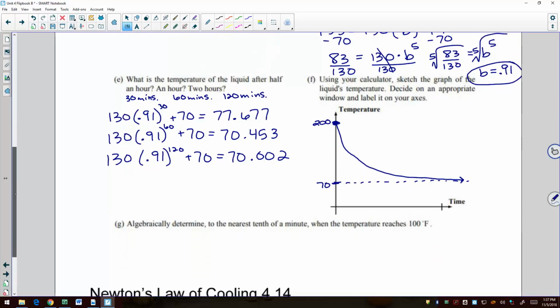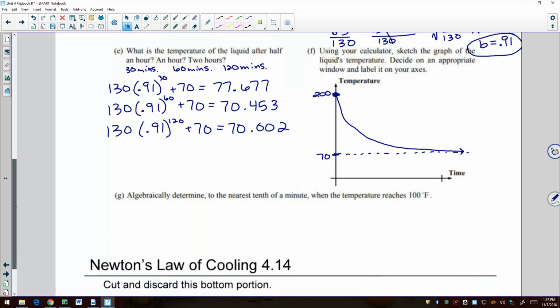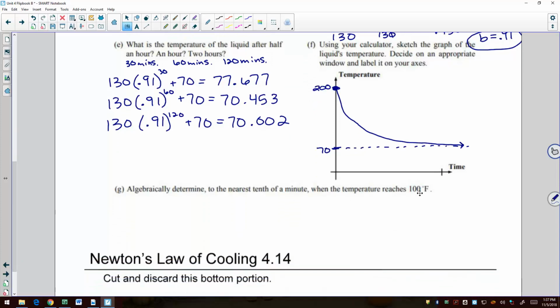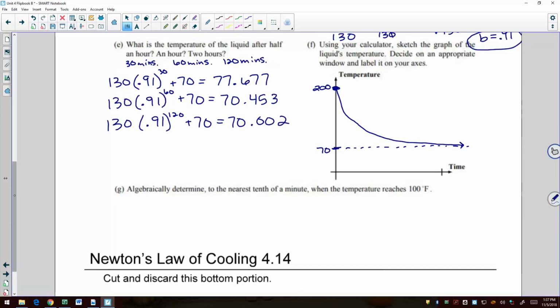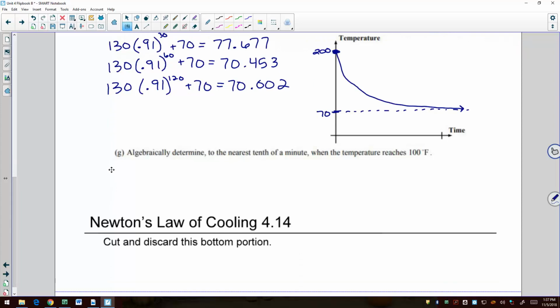And let's see, algebraically determine to the nearest tenth of the minute when will the temperature reach 100 degrees. So remember, it started off at 200. How long will it take to get to 100? So I know my output is 100 because that's what I want to get to. My equation, I solved for A, B, and C. A was 130. B was 0.91. I don't know how long it'll take, so that's T. And then plus 70. So now I'm just going to solve.